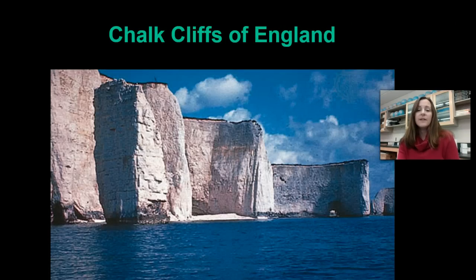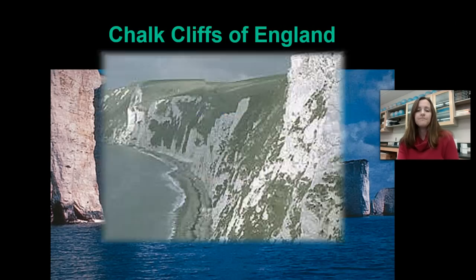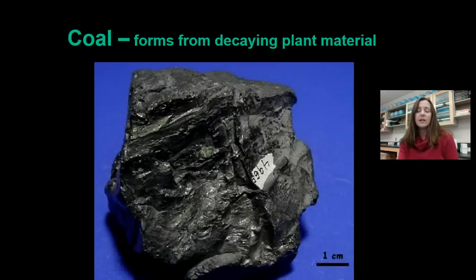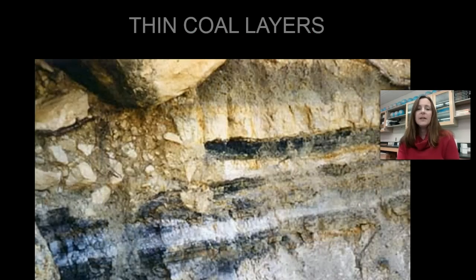Here we have the chalk cliffs of England, just another form of sedimentary rocks. Again, chalk cliffs of England. This is entirely made of chalk or rock gypsum. Here's coal, forms of decaying plant material. This is what the actual coal sedimentary rock looks like. And here is a sedimentary rock strata that has coal mixed in with it. You can see the black lines going across that layer is coal layer.